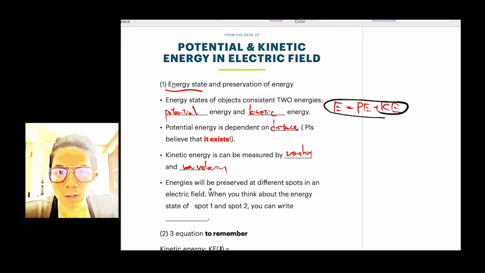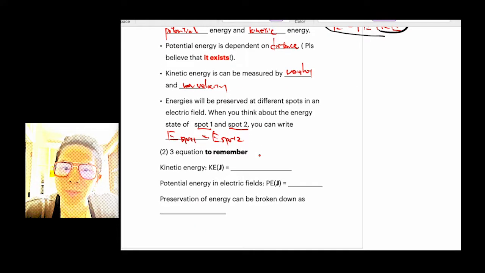And like I said, this problem is all about the conservation of energy, which means that the energy at, let's say, spot 1 and spot 2 are always going to be equal. So we can write this down: energy at spot 1 equals energy at spot 2. These are the basics that you have to remember. Next we want to move on to the equations that you have to remember.